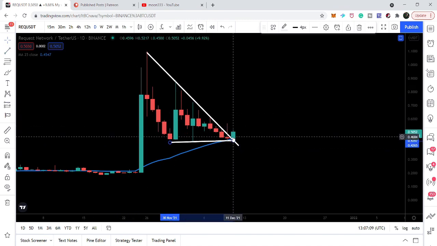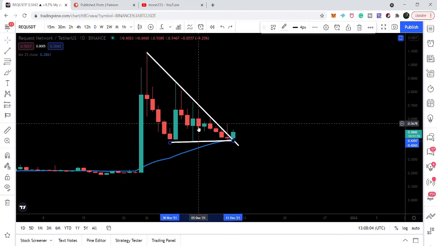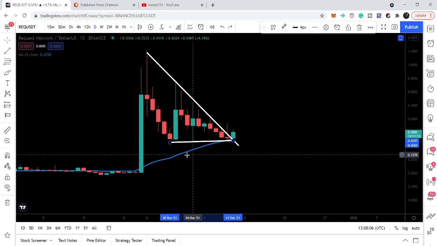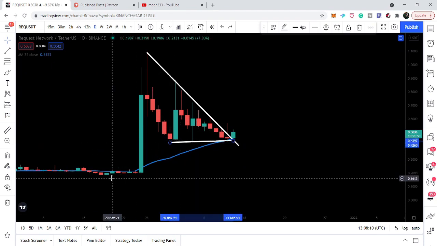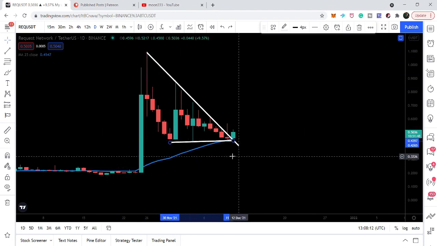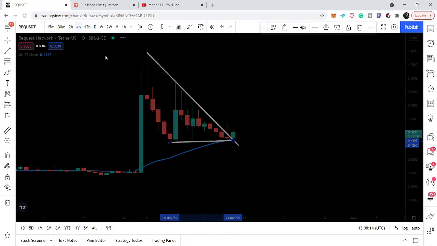Recently today the price line is breaking out this resistance of the descending triangle, and you can also see that we also have this 25. This blue line is the 25 daily simple moving average support as well, and the price line is also testing this 25 simple moving average.